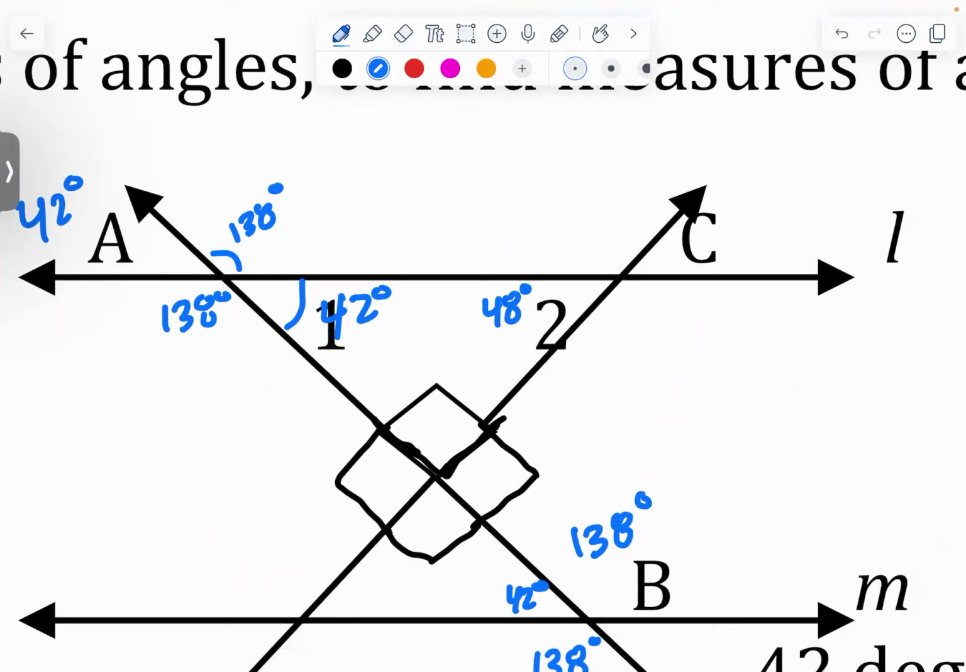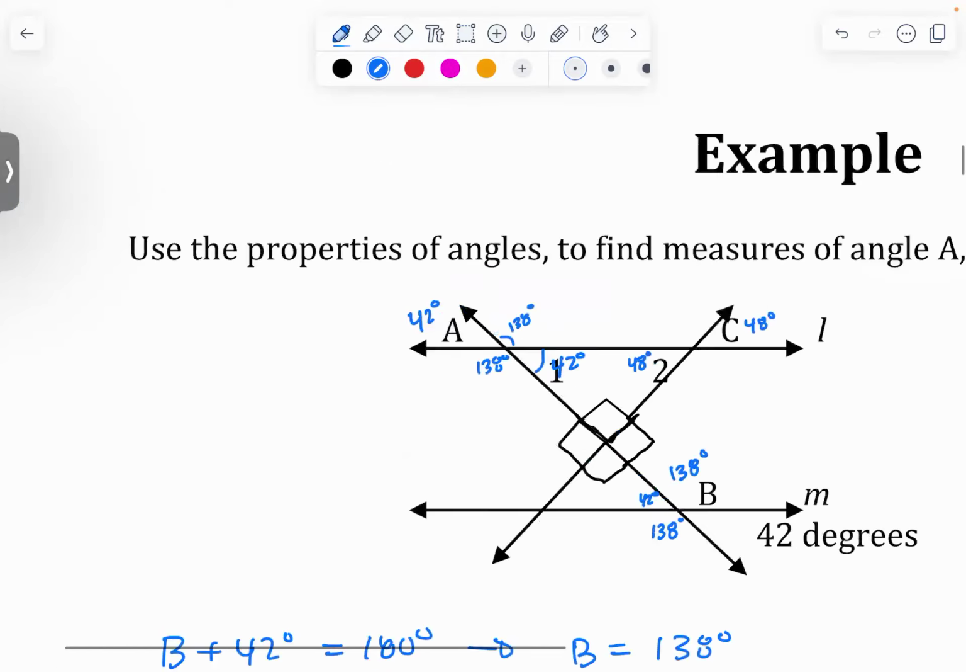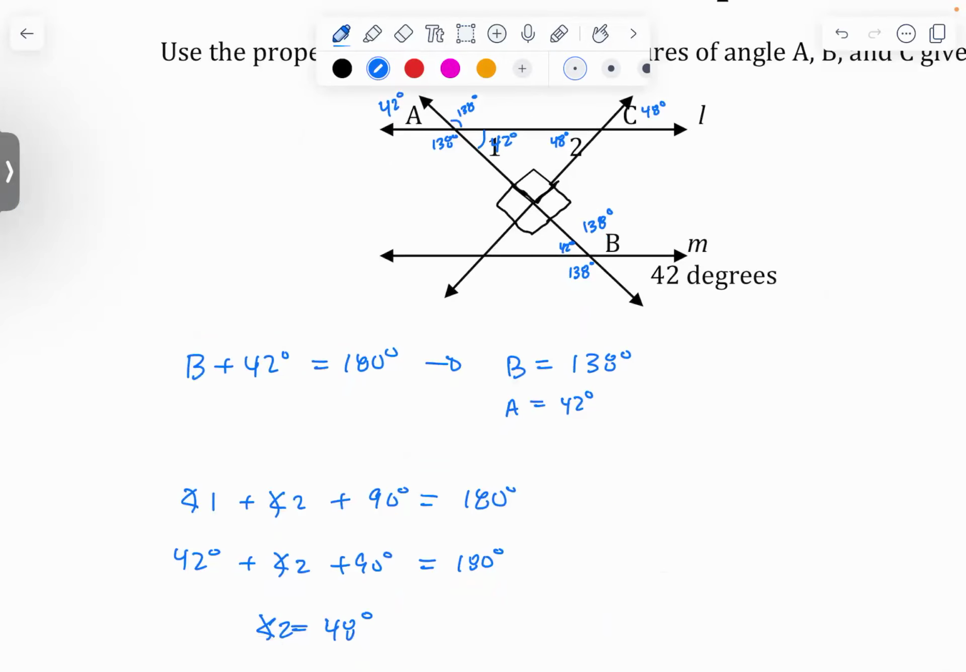Now, the biggest mistake I see, notice that I had to have that in-between right angle to find the other transversal. The biggest mistake I see is that people are like, oh, well, that's 42, that's 138. Everything is the same on the other one. It is absolutely not true. You need to use something like a right angle to get to the other transversal and find what that value is. Once I have that, then with vertical angles, I can find angle C, which is also 48 degrees.